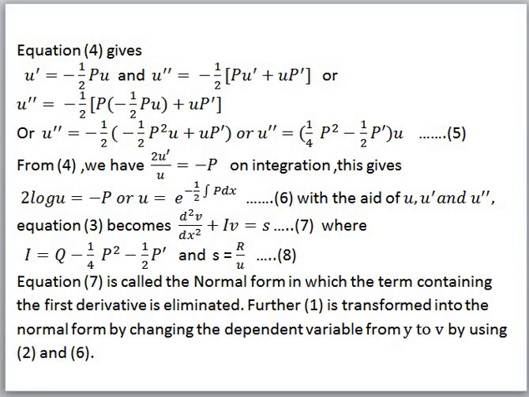Further, equation 1 is transformed into the normal form by changing the dependent variable from y to v by using equation 2 and equation 6.